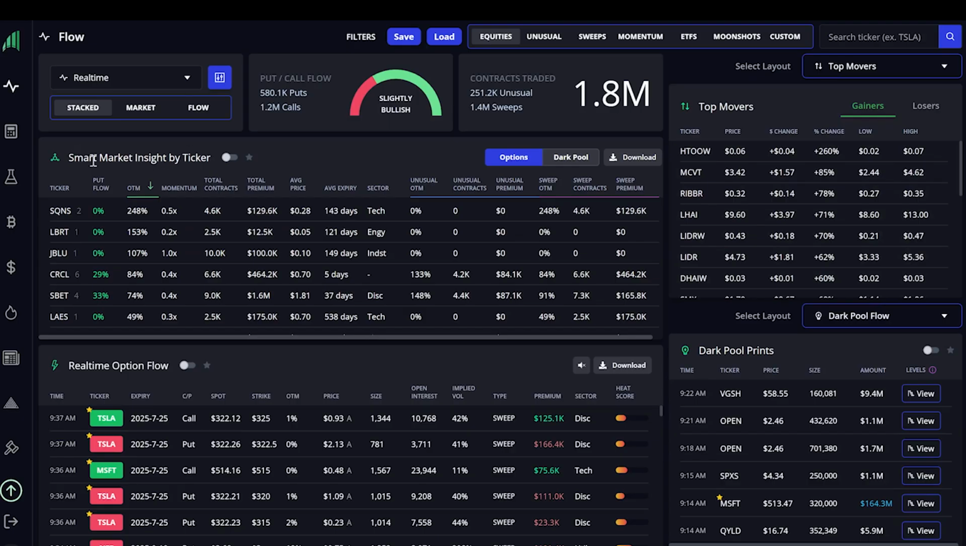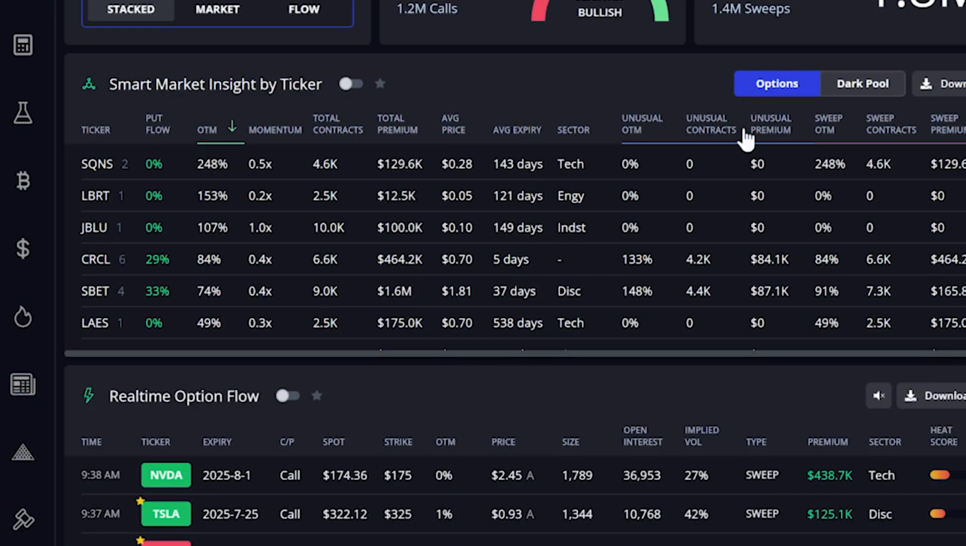Again, I would emphasize this Smart Market Insight by ticker. This is one of the best features in the platform because it's going to let you quickly find ideas for tickers that are experiencing highly unusual out of the money options trades, as well as big sweeps across multiple exchanges.